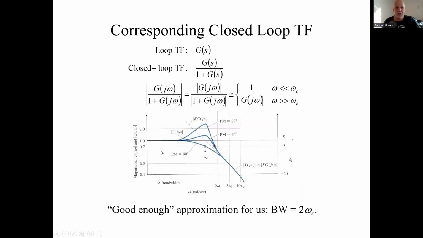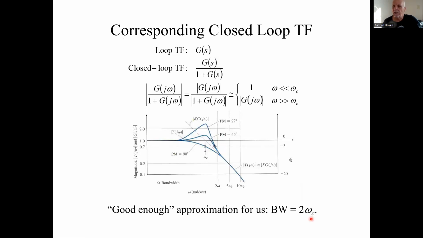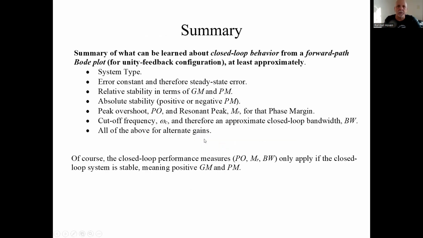I'm not going to go through all this. The bottom line is we'll just approximate bandwidth very simply. It's just twice that crossover. So you can read this graph and find what that crossover frequency is. It looks to be a little less than 3 in this case. Your bandwidth, we call it about 5 or 6. Very rough, but again, this is all very approximate stuff.